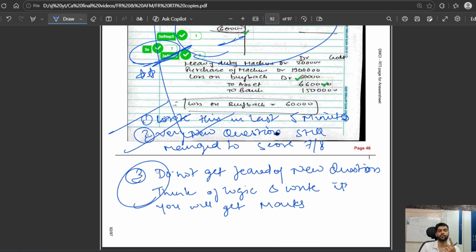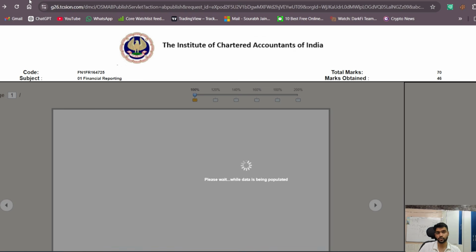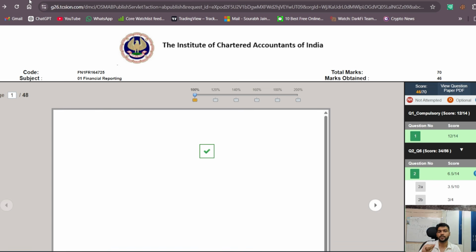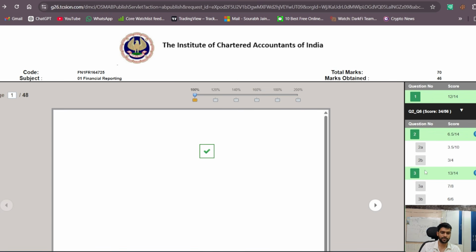Either they will frame it differently so that you panic, or they will give some new adjustment. But think of it: it is an FR paper, an accounts paper, and the basics of accounts are debit and credit. If you make sure what is debited, what is credited, and what can happen, then you will definitely solve this. I just wanted to show you that even if you know these are your best questions, you may still not get marks. So this is my first question.